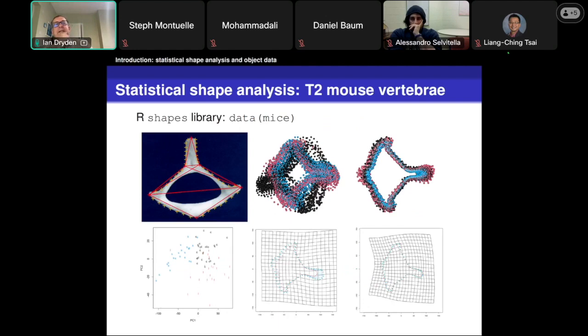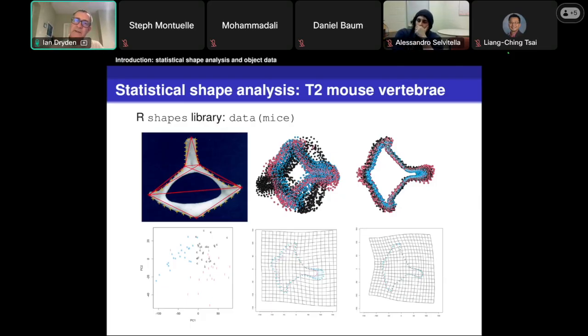One of the first applications I considered was looking at mouse vertebra shape, and this was on the front of the first edition of the book. This is a T2 mouse vertebra, and the experiment was where mice were bred and selected according to their body weight. One of the lines was selected for heavy body weight, so really big, heavy mice after 8 generations or so, were in one group, the large group.